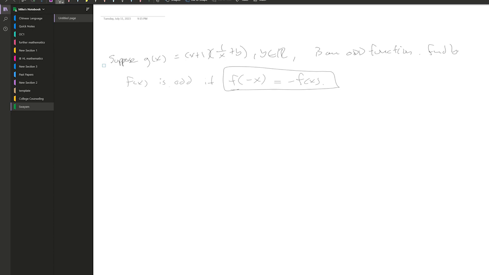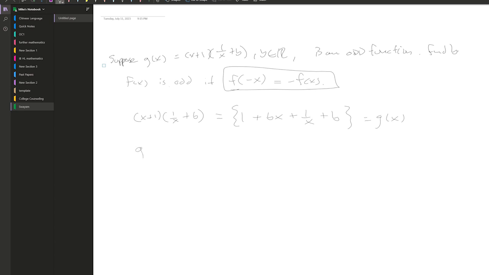So the only time that this function is going to be odd is when it has that property. What we're going to do with g of x in this problem is multiply out and see what we've got. I've got (x plus 1) times (1 over x plus b). Multiplying this out gets me 1 plus bx plus 1 over x plus b. So this is just another way to write what g of x is. And so now I want to test to see if this is an odd function or otherwise.